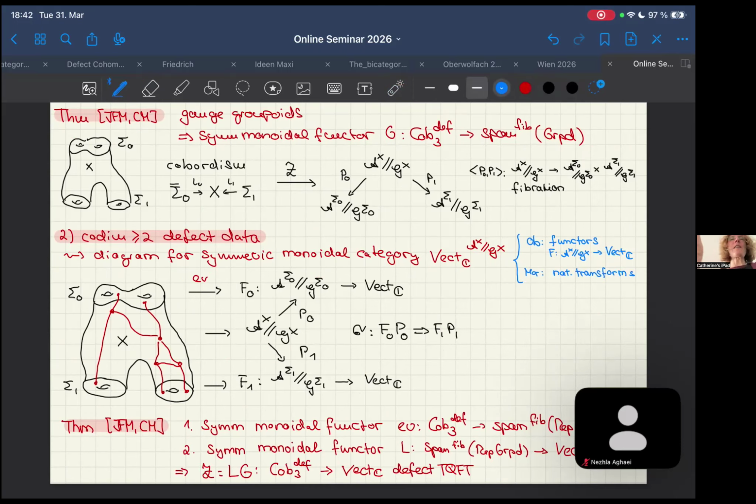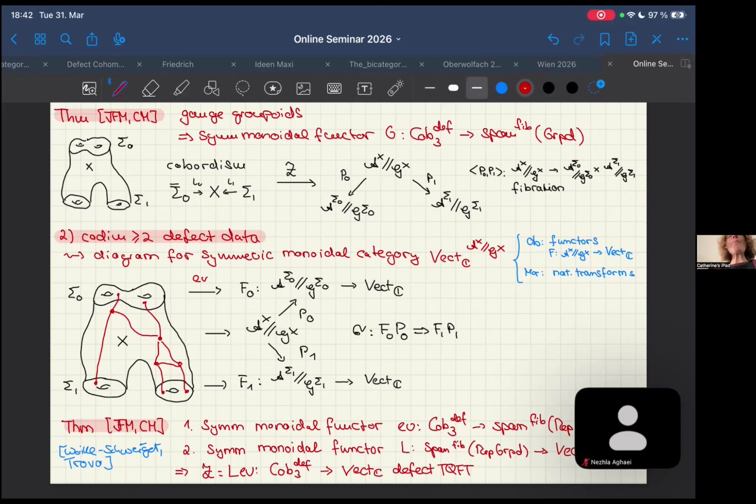So we constructed this functor in the fibrant setting, but it was also constructed before by Woike-Schweigert and by Trover. So they have constructed such functors, so it was not our invention. And then if we combine these two functors, this here should be an evaluation. If we combine these two functors, we get a functor from the cobordism category with defects into the category of vector spaces. And that's a defect TQFT.